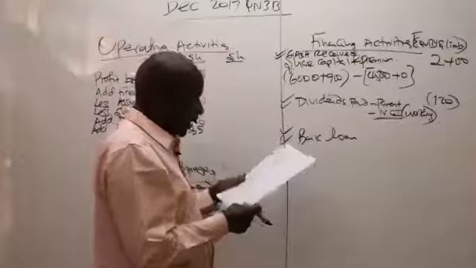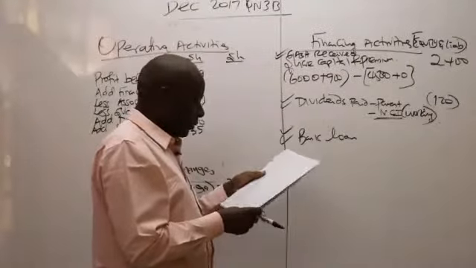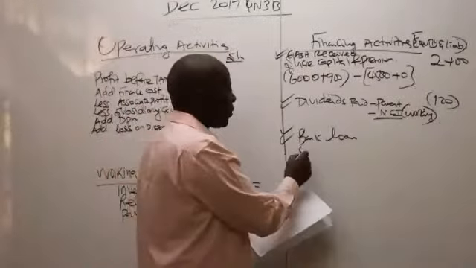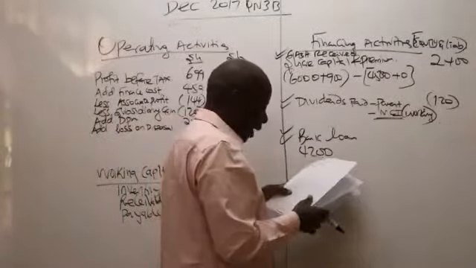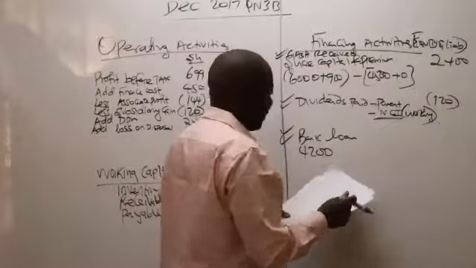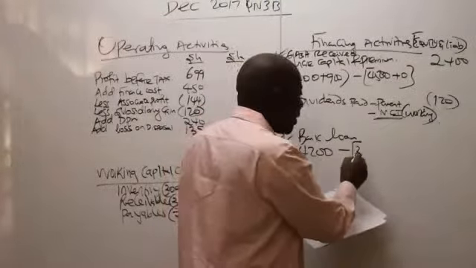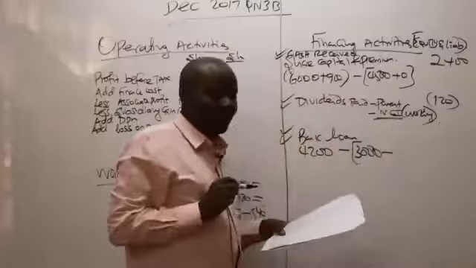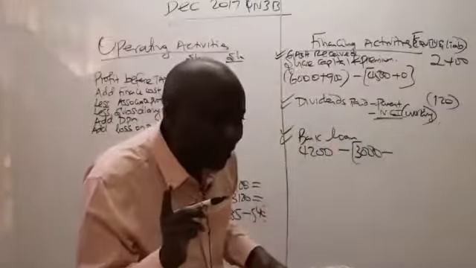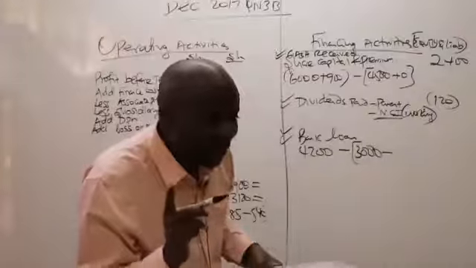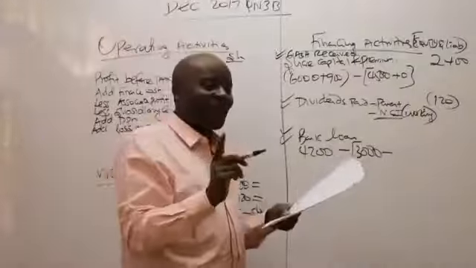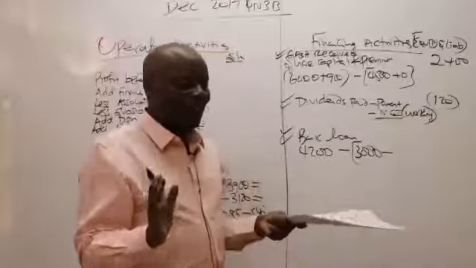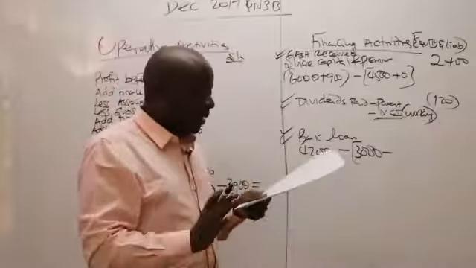So the bank loan that I can see here, closing for 2017 was 4,200. 4,200 minus the opening. So opening is 3,000, but remember, opening, we must make adjustments. So opening, we must make adjustments.